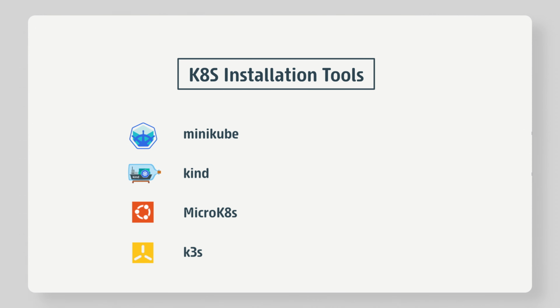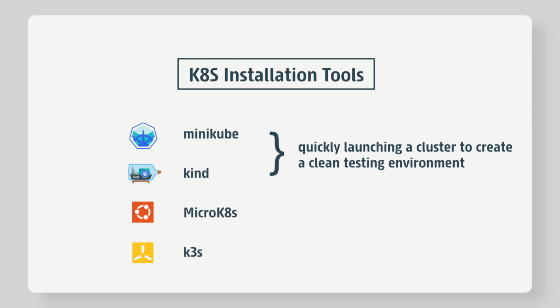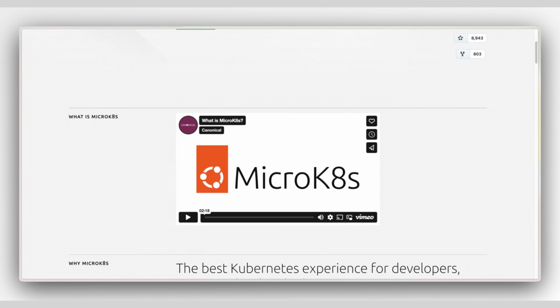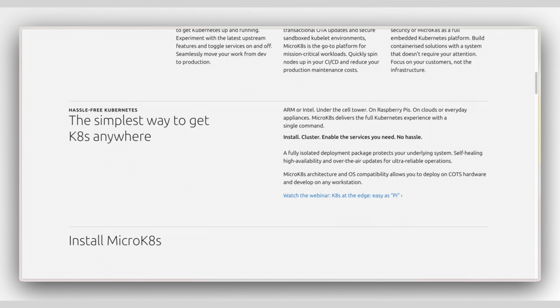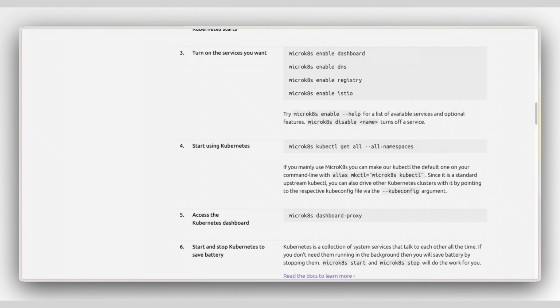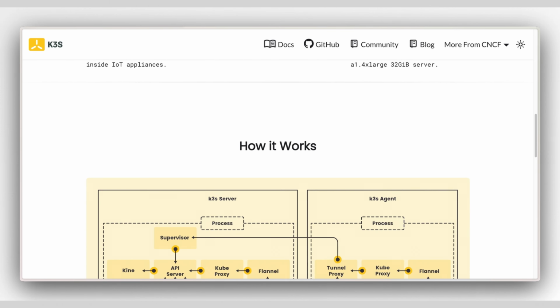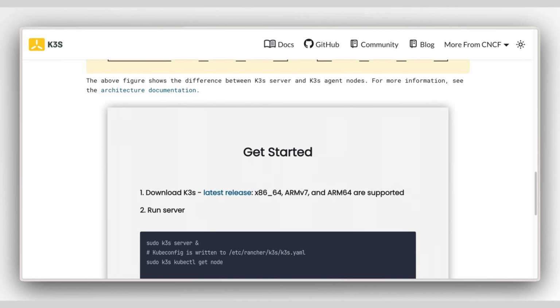There are several options available, such as Minikube, Kind, MicroK8s, and K3s. The first two tools are useful for quickly launching a cluster to create a clean testing environment, but they are not suitable for long-term development environments or production use. Both MicroK8s and K3s are suitable for development environments and are quite similar to each other. MicroK8s uses Snap to install itself and dependencies and is developed with supporting development environments in mind. On the other hand, K3s has a one-binary installer and focuses on running in low-resource environments.